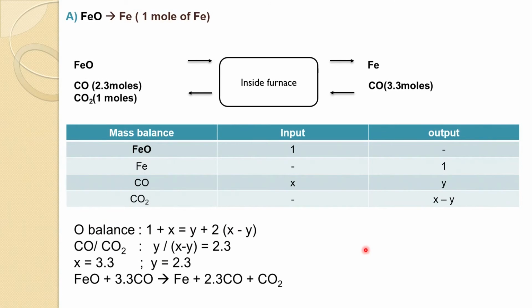So, if we look at it in that way, FeO to Fe, 1 mole of iron. That is input and CO is coming from the other direction. So, FeO is coming from the top and CO is coming from the bottom, and as I said before also, it needs 3.3 moles to reduce it, and by the time it comes out it can be 2.5.